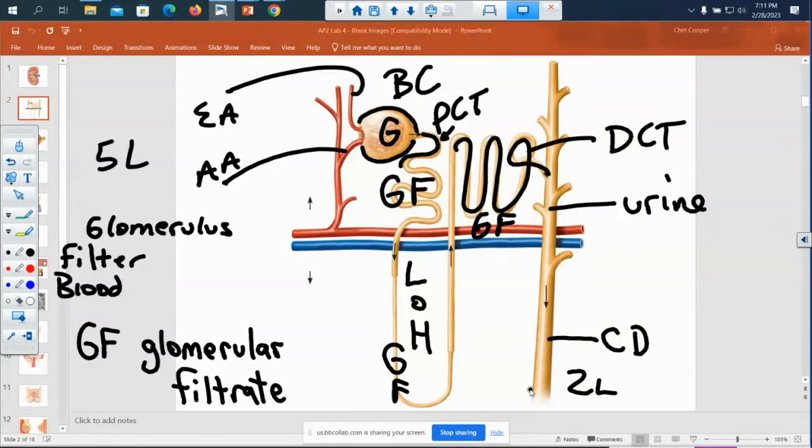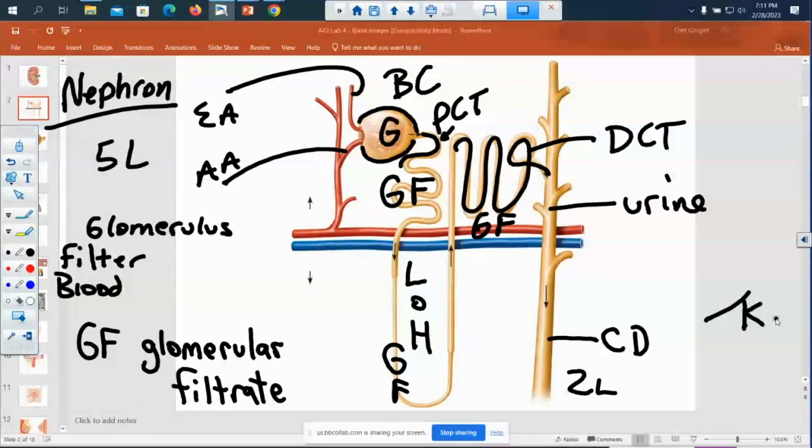Oh, and I might as well. Anybody remember? I haven't said it again since the first slide. How many nephrons per kidney? Yeah, 1.25 million. Wow. 1.25 million. That's pretty crazy.